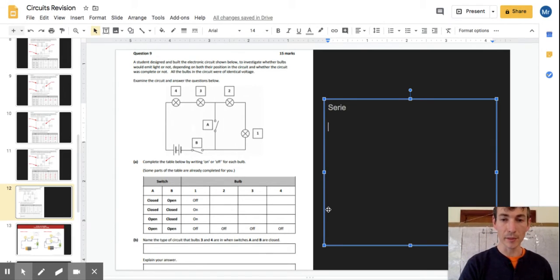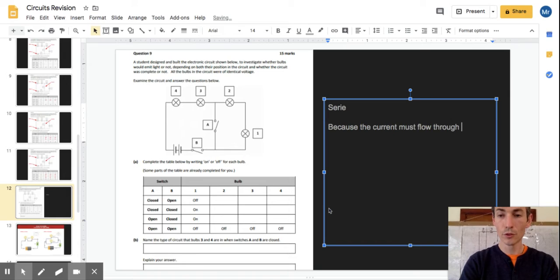And we need to explain our answer. And that is because the current must flow through both bulbs. Okay.